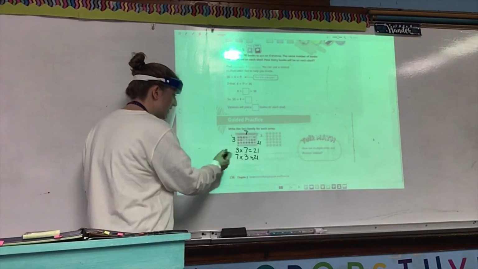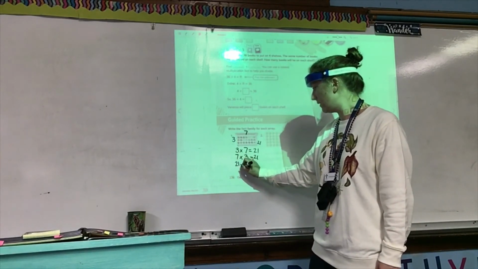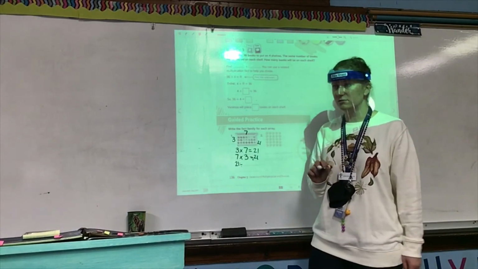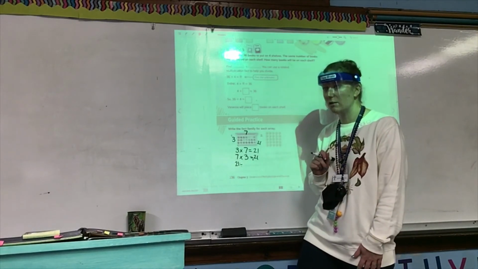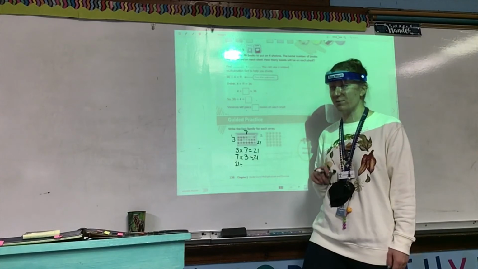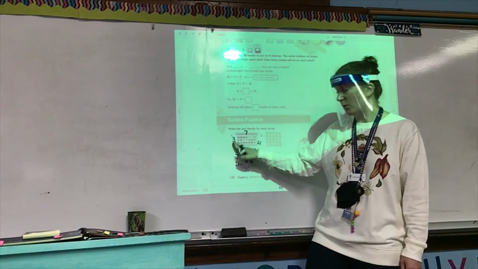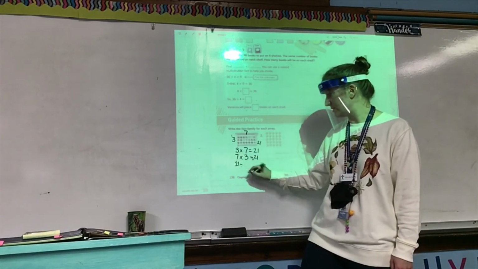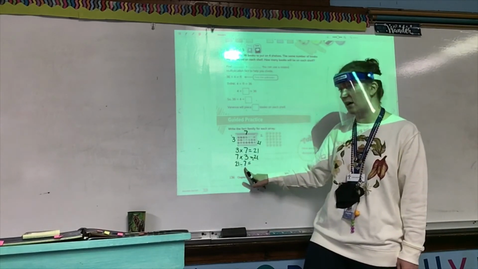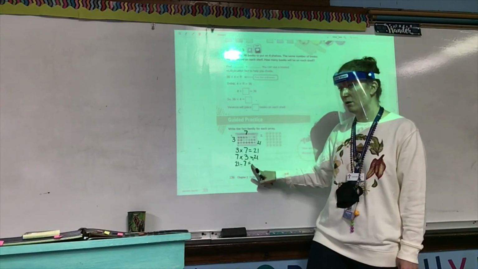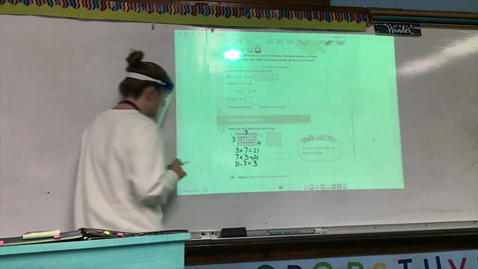The total. So our dividend is the total. In this case, what is it? 21. And then we divide by the divisor, which can be either the number of rows or the number of columns, every single time, no matter what numbers we have. So which one would you like to divide by? And if we divide by the number of columns, our answer is going to be the number of rows, which is? 3. Okay, what do we have to do next? Multiplication or division?